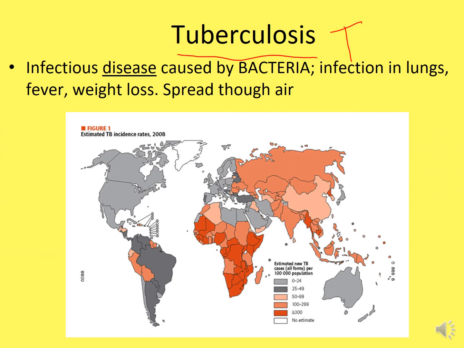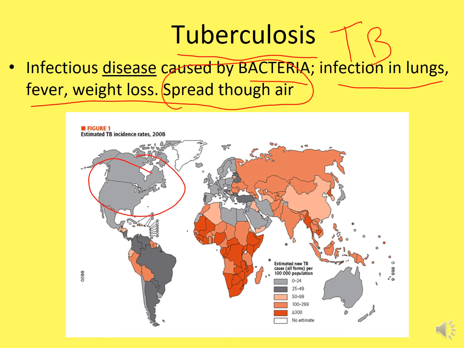Tuberculosis. We also call this TB. This is a thing. This is an infectious disease caused by bacteria, an infection in the lungs, with fever and weight loss, and it spreads through the air. Now, if you notice, we don't really have TB like that. Every so often you have people who have it, but our biggest cases, yes, are overseas, like China and parts of Africa.